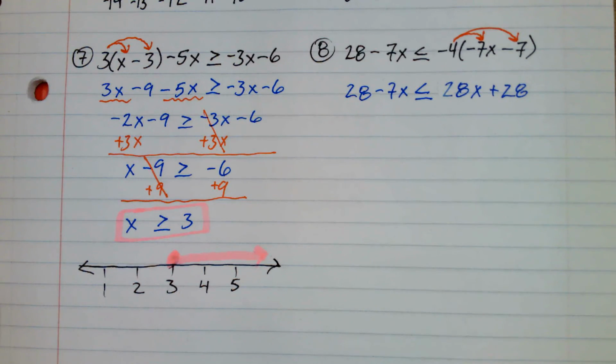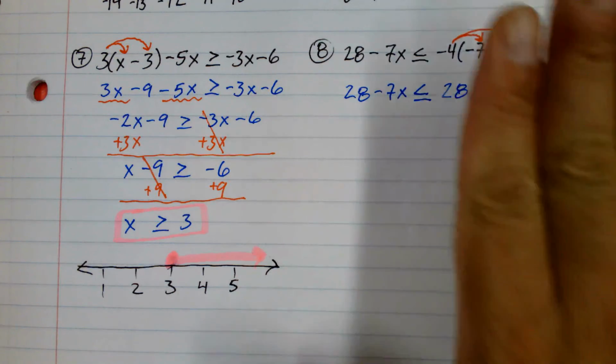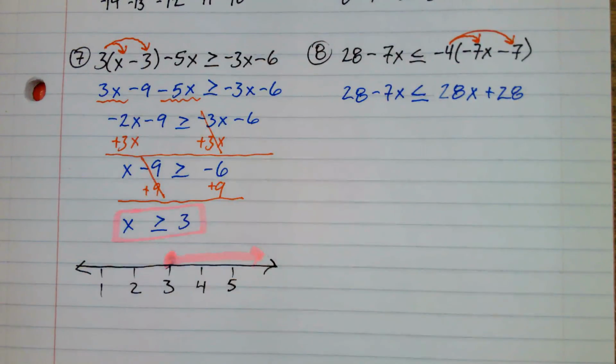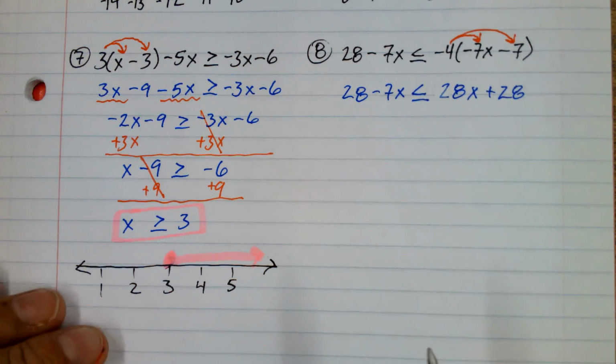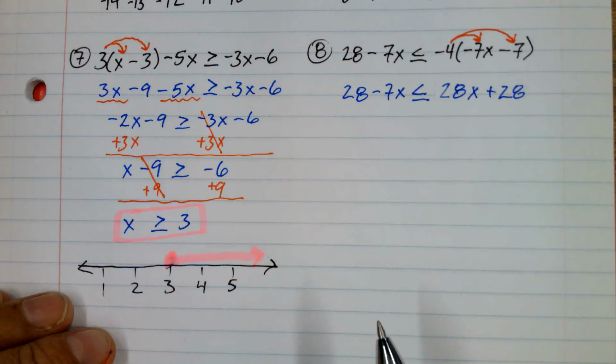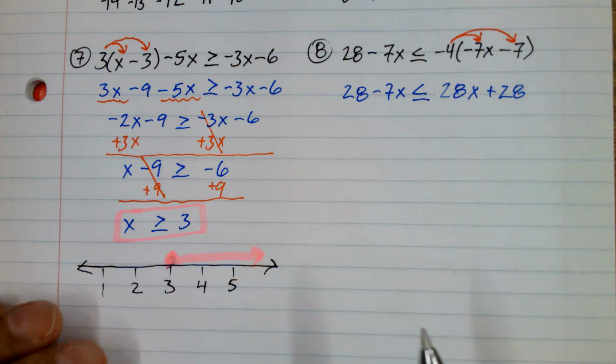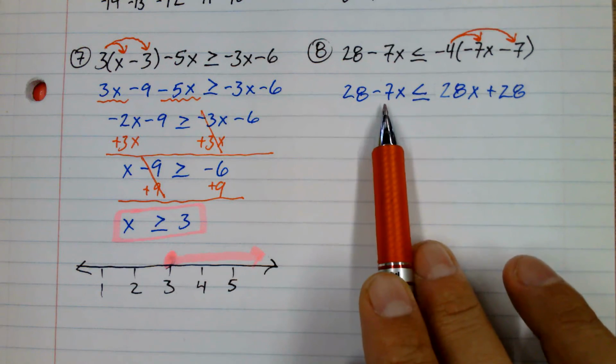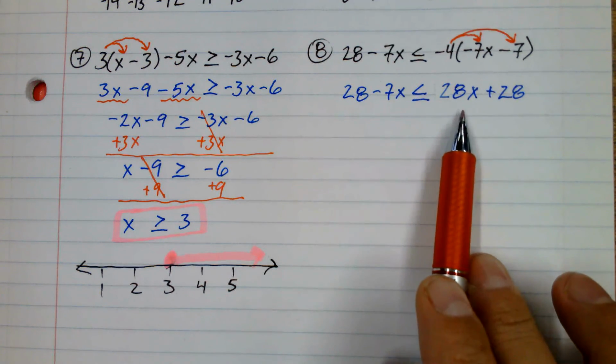Any questions? So now, can I combine anything? Look at the left side. Look at the right side. What can I combine? Really nothing, right? Okay. So now, let's see what we have left. Do I get rid of the negative 7x or the 28?